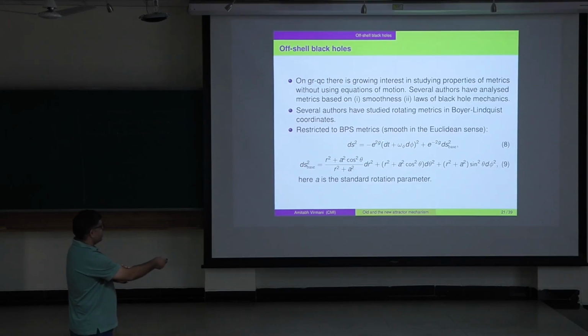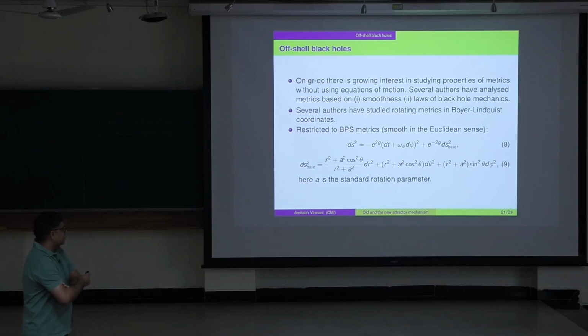There is a Wilson vector which comes with the t and phi term, and then there is a base. The base is flat, but since you want to write it in Boyer-Lindquist coordinates, it looks a bit funny, but this is just a flat metric. Okay, a is the standard rotation parameter in the rotation.